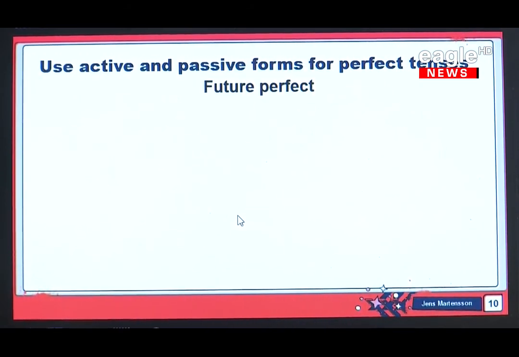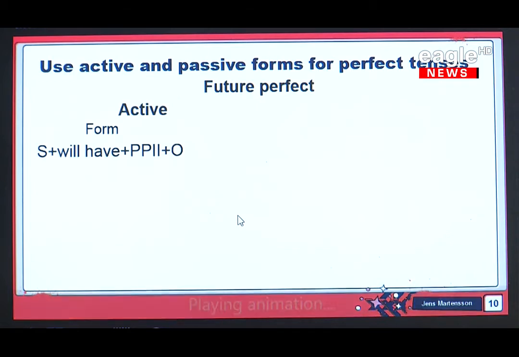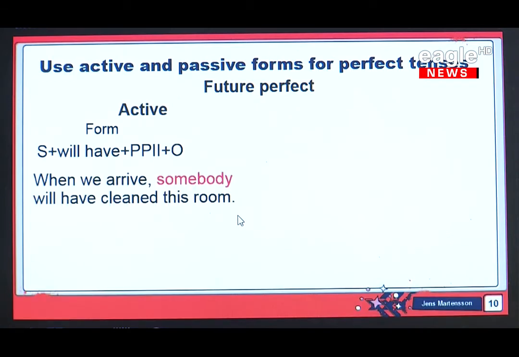Next verb tense is future perfect. In active voice, its form is subject plus will have plus past participle plus object. When we arrive, somebody will have cleaned this room. It means the person who did the action is important.